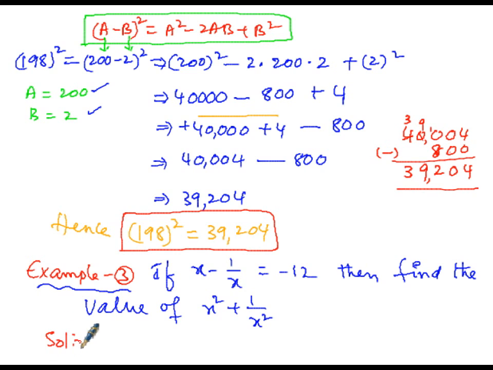In our solution, the condition given for us is x minus 1 by x is equal to minus 12. By utilizing this, we have to find the value of x square plus 1 by x square.